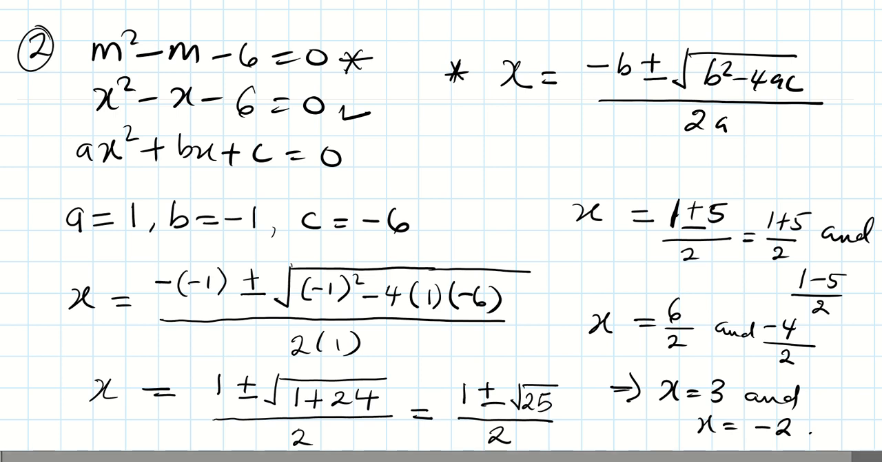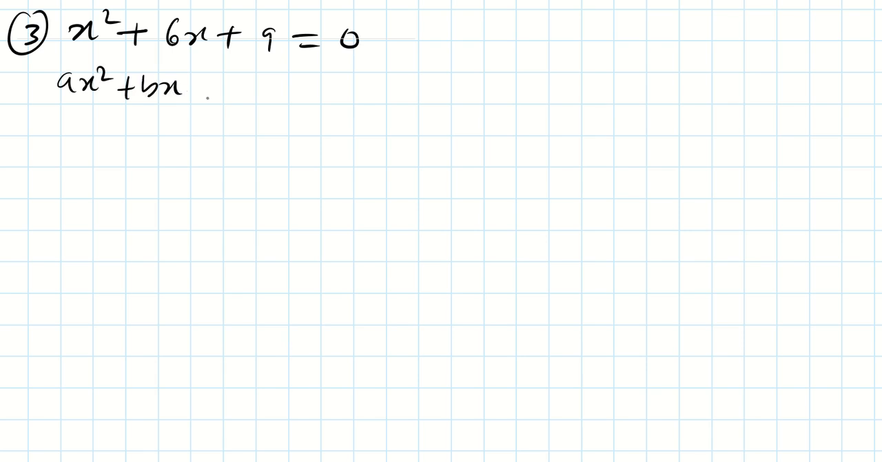And last but not least, we will want to solve this particular equation. So we have that x squared plus 6x plus 9 is equal to 0. So comparing again as usual, ax squared plus bx plus c is equal to 0, our a is 1, b is 6, and c is 9.